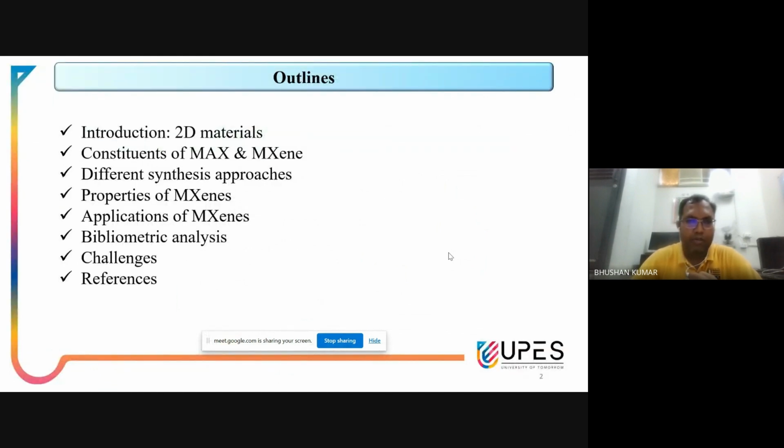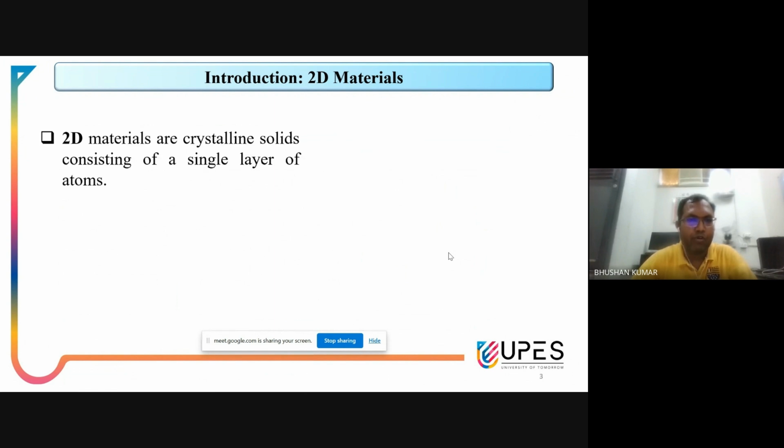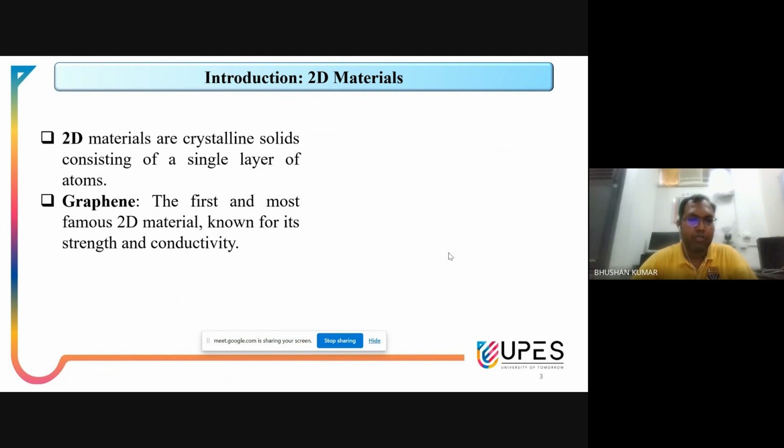These are the outlines of today's presentation, and this is the introduction of 2D materials. As we know, 2D materials are those materials which have one side at nano size. Graphene is the first and most famous 2D material, known for its high electrical conductivity and good strength. Nowadays, MXenes have been developed as a novel 2D material which has many diverse applications due to its renowned properties.